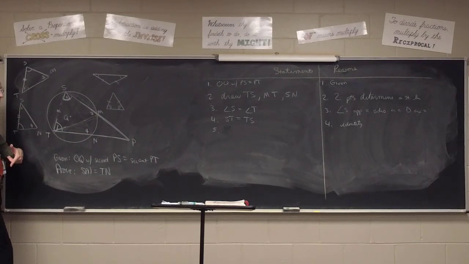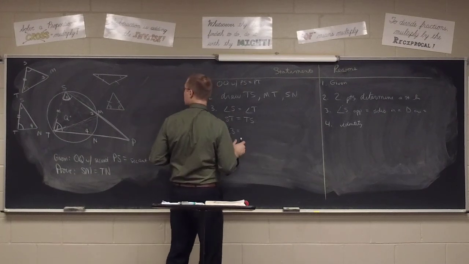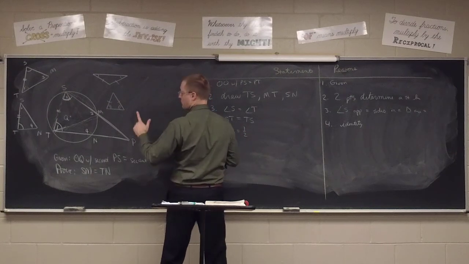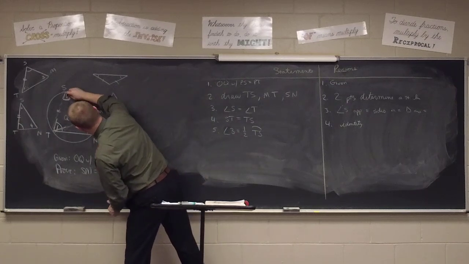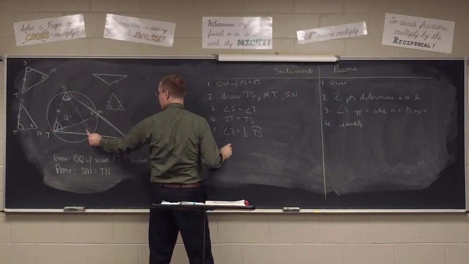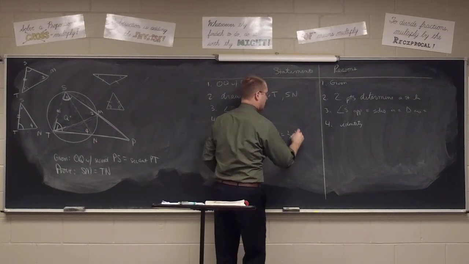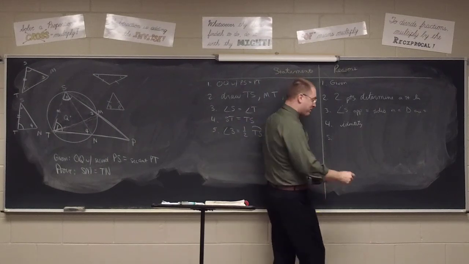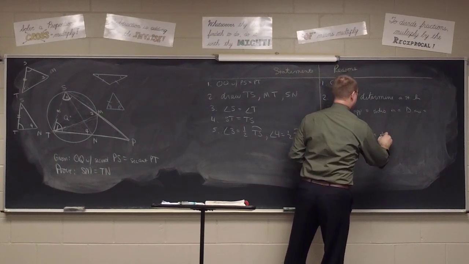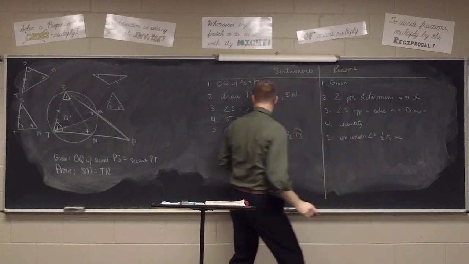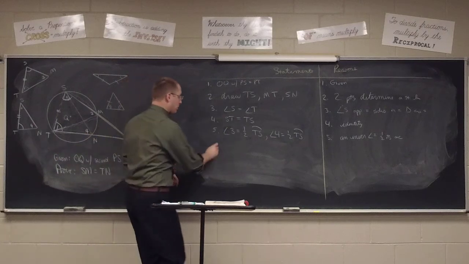Inscribed. It's an inscribed angle. And we know that an inscribed angle equals half its arc. So angle 3 equals half of arc TS. What about angle 4? What kind of angle is this? It's also an inscribed angle, so it also equals half its arc, which is half of arc TS. Since 3 and 4 are both equal to half of TS, they're equal to each other.